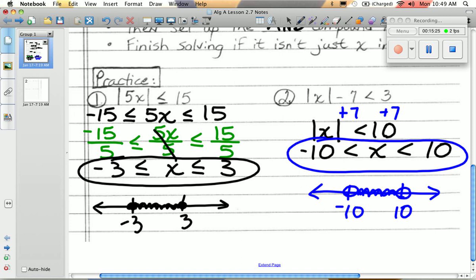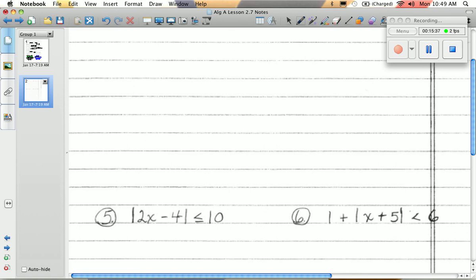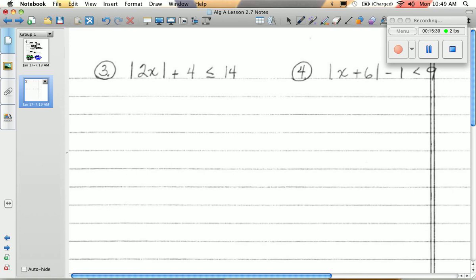Questions? Any part of this not make sense on either of these two before we move on? Okay, then let's go to the back side. And let's take a look at this first one, number 3. What are we going to do? Subtract 4. We got to get the absolute value part by itself.